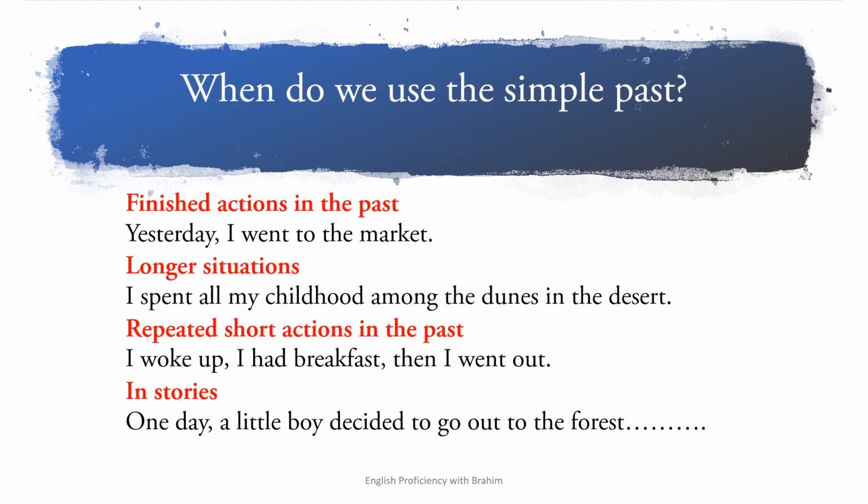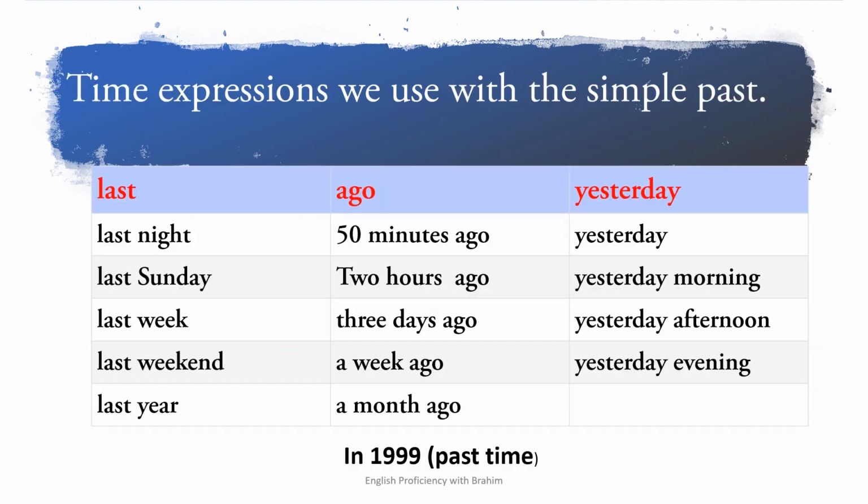Now we move to time expressions we use with the simple past. As you see here, we have three different things we can use. We have others, but these are the common ones. We can say last, for example, last night, last Sunday, last week, last weekend, last year, last summer, last spring, etc. You can add as many as you want.